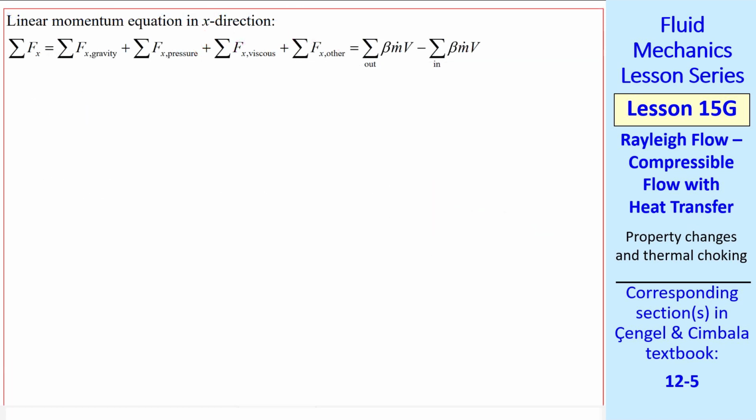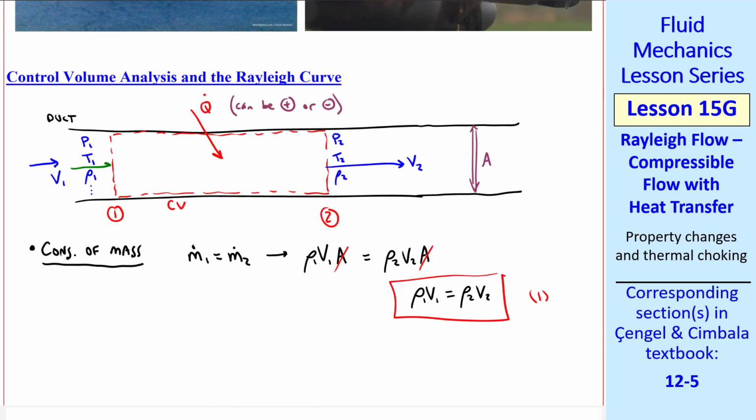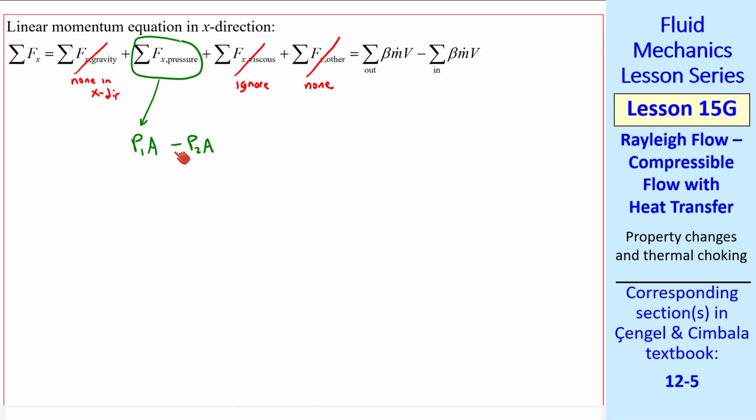Now consider the linear momentum equation in the x direction. You should recall this equation from previous lessons. Here there's no gravity in the x direction. We're ignoring viscous forces. For our control volume, there's no struts or anything like that, but we do have pressure forces. On the left side of the control volume, we have P1 A, and on the right side, we have P2 A, where P1 acts to the right and P2 acts to the left, hence the negative sign here.